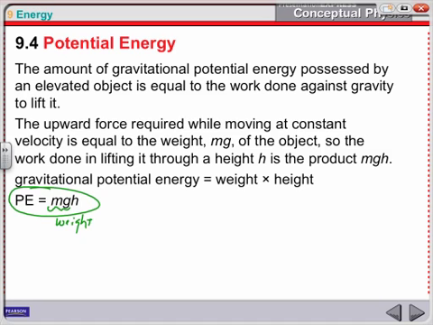Well, think about this. Weight is a force. Height is a distance. And we said that work was force times distance. And so that's what we're talking about. And work is energy. It takes energy to do work.